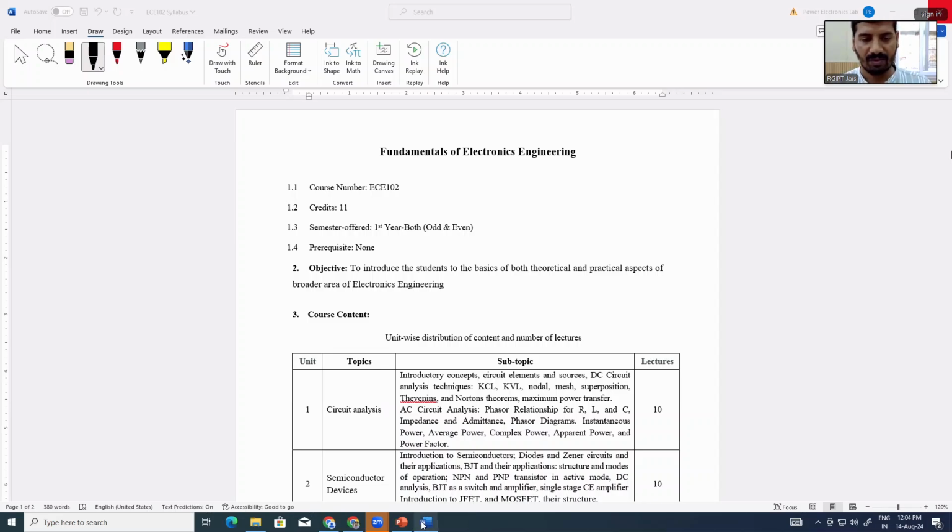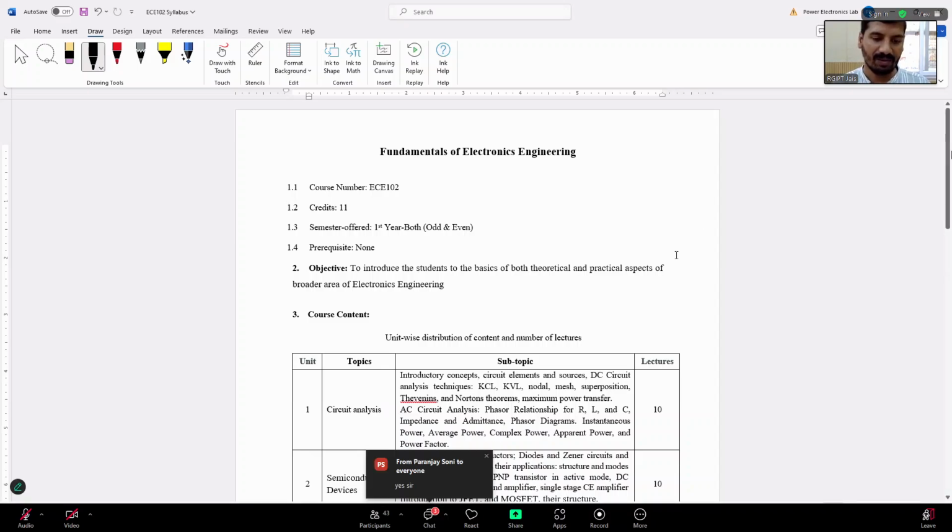Can you see the shared screen now? Is it visible to you, all of you? Yes, sir. Can you see the syllabus? Yes, sir. Okay, thank you.